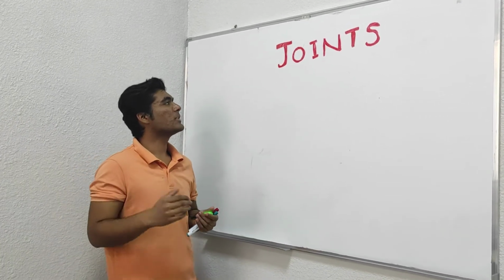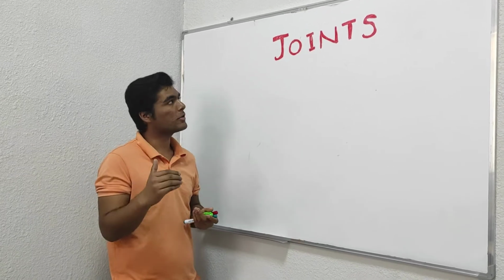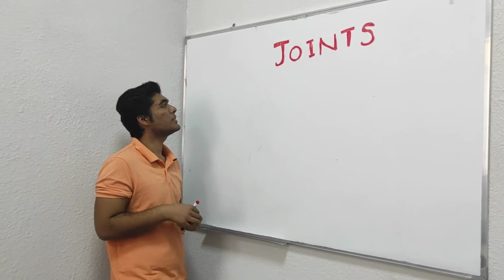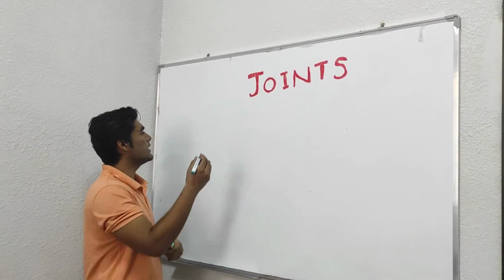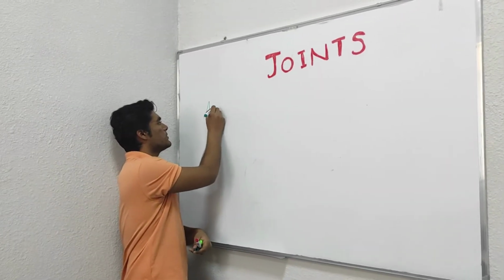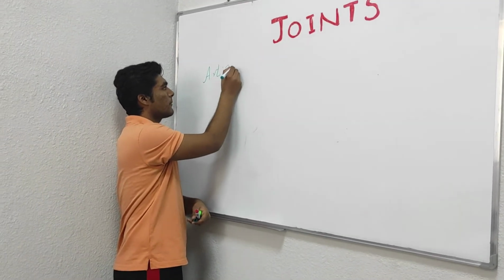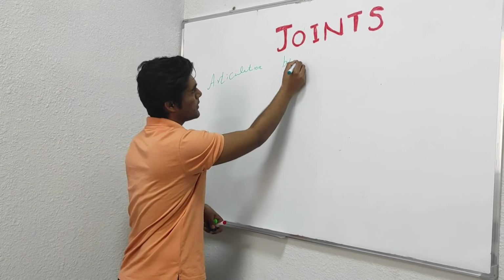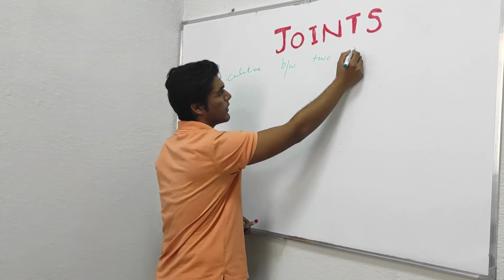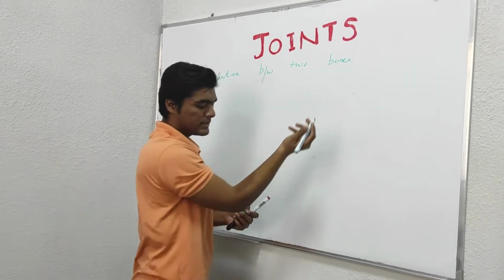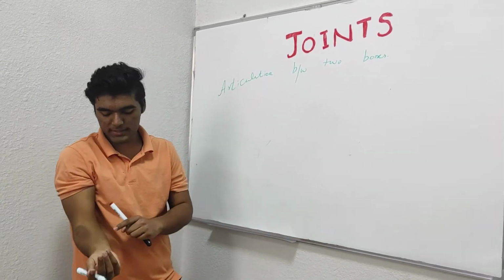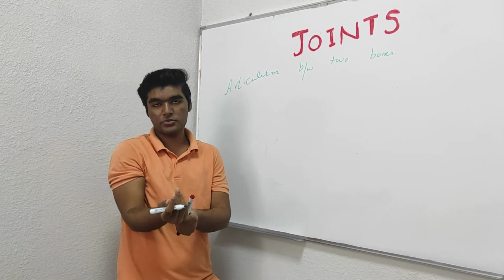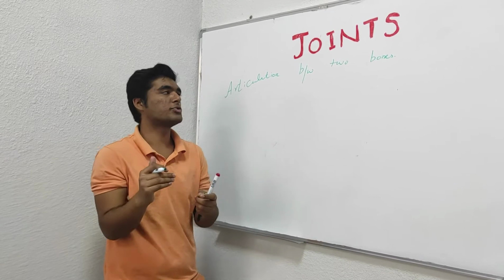A very interesting topic, and we are going to discuss its anatomy and physiology. So first of all, let us start with what actually a joint is. A joint is basically an articulation between two bones. For example, if I am considering the forearm, we have the humerus, radius, and ulna. And the joint between radius and ulna is the radio-ulnar joint.